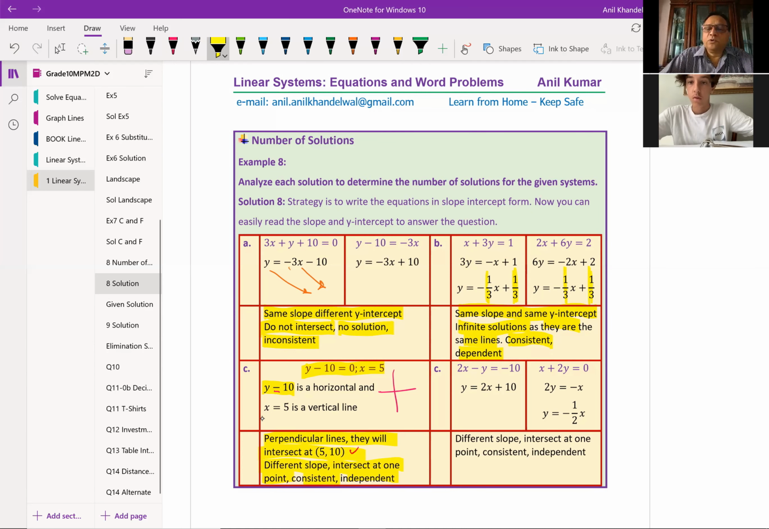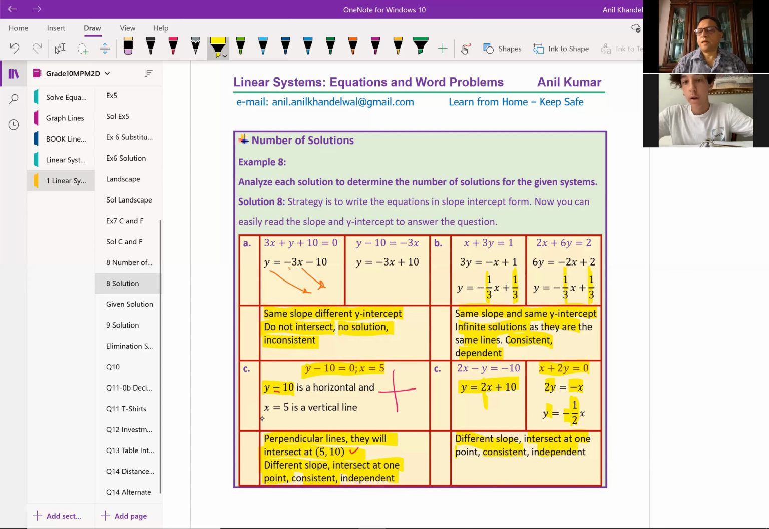Last question. 2x minus y minus 10, rearrange. y equals 2x plus 10. x plus 2y equals 0, rearrange. 2y equals minus x, y equals minus half x. Again, you find their slopes are different, right? In fact, these are also perpendicular lines, right? Negative reciprocal. Different slope, intersect at one point, consistent, independent. Are these terms clear to you now?